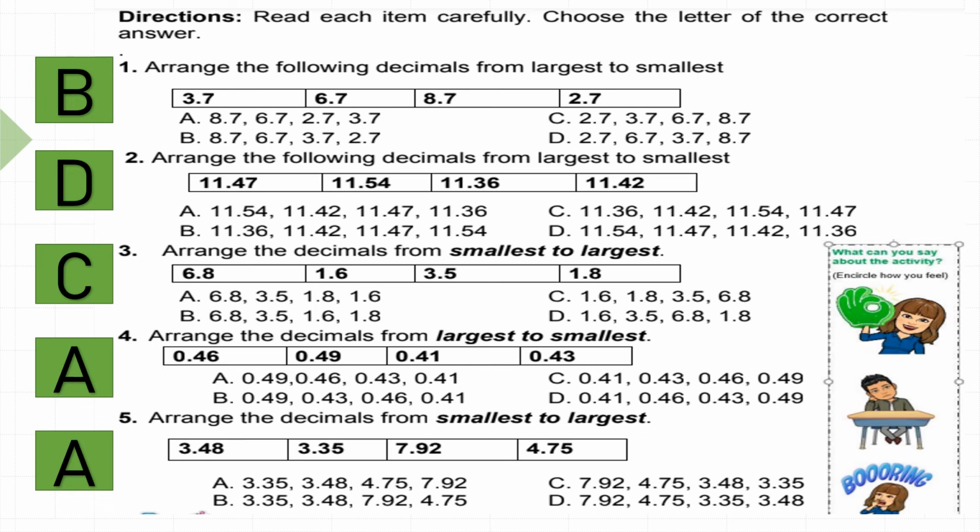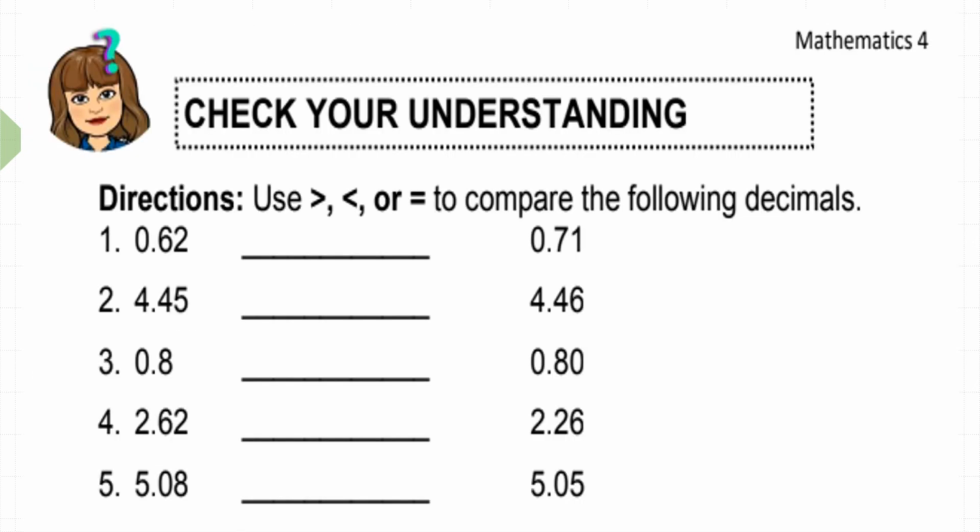Very good, class. Hope you understand our lesson. So lastly, let us check your understanding by putting in the symbol greater than, less than, or equal to compare the following decimal. For number 1, we have 62 hundredths compared to 71 hundredths. What is the correct symbol? Correct. It's less than, because 71 is the biggest. 71 hundredths is the biggest number.